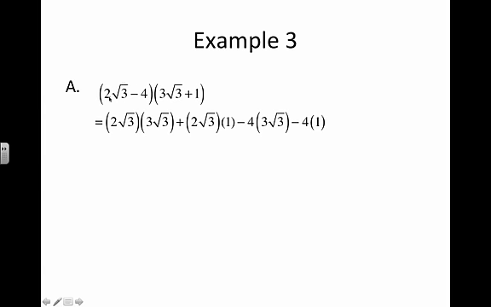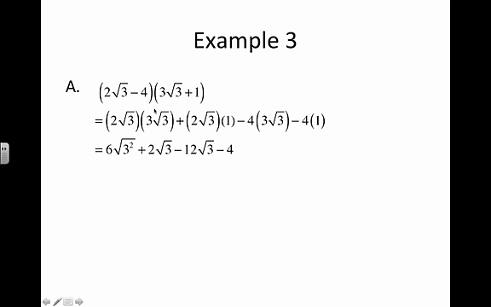So I'm going to have 2 square root of 3 times 3 square root of 3 plus 2 square root of 3 times 1, and then either plus negative or it's just easier to write minus 4 times 3 square root of 3 and then minus 4 times 1. Alright, so I've got 2 times 3 is 6 times the square root of 3 times 3 is 3 squared, plus 2 square root of 3 minus 4 times 3 is 12 square root of 3 and then minus 4.